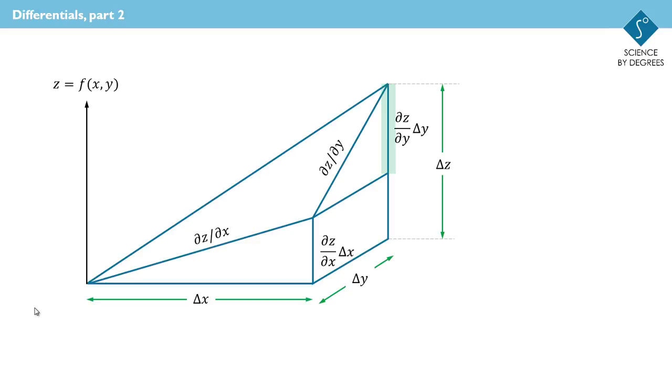What's the total change in z? Well, it's the two things added together. So there's the change in z due to the change in x, and there's the change in z due to the change in y. And just like we saw before, if we shrink the changes in x and y down to 0, then we define a differential in z, which is the corresponding change due to the infinitesimal changes in x and y.